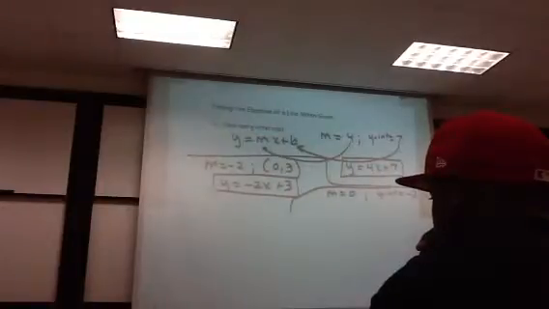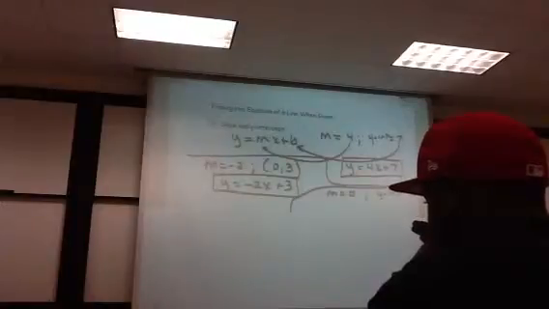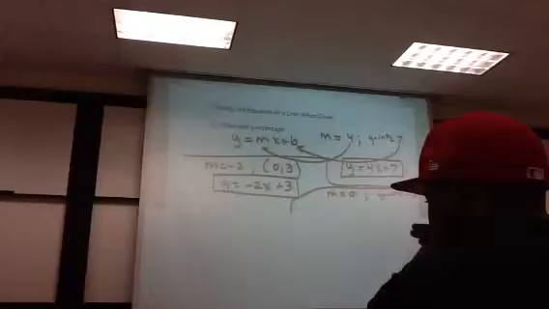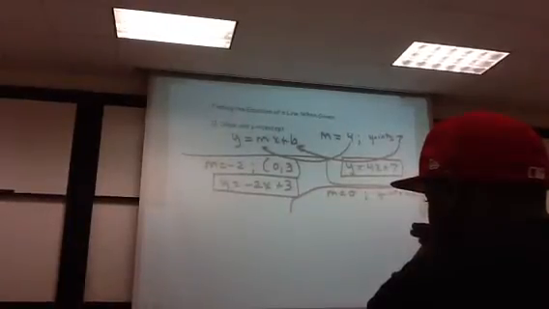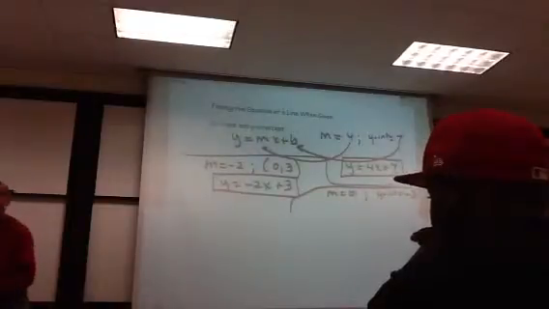Who's got it? I see those hands. Okay. What'd you get? Y equals negative 3. Oh, yeah, it must be right. Okay. Yes, that's right. Y equals negative 3.